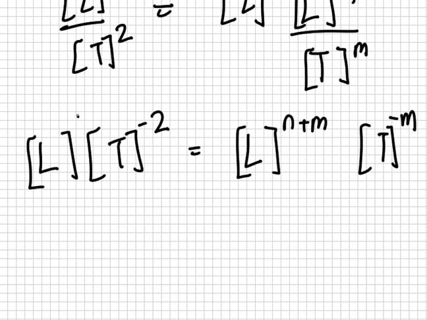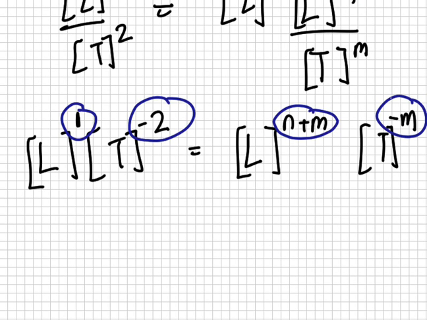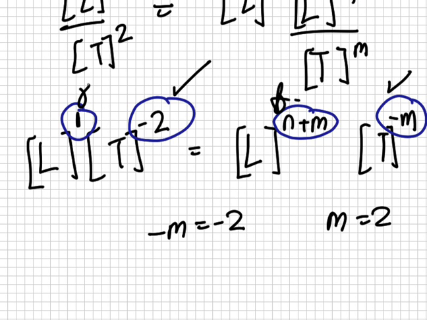And there's a 1 here. So if you compare, this must be the same as that, and this one must be the same as this one. So here, minus m equals minus 2, so m must equal 2. That's looking at this one and this one. And then this one and this one: n plus m must equal 1. So that's n plus 2 must equal 1, so n must equal minus 1.